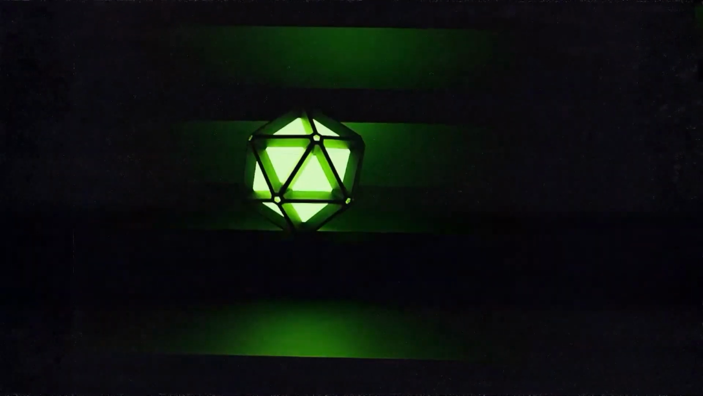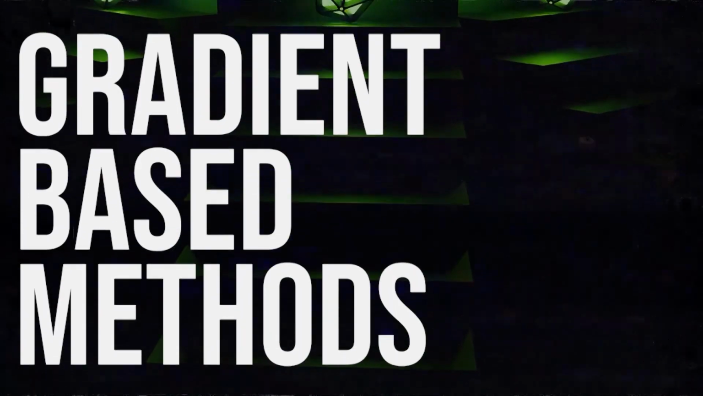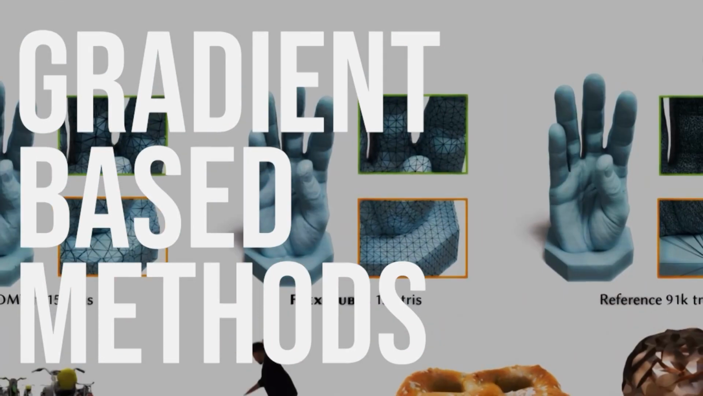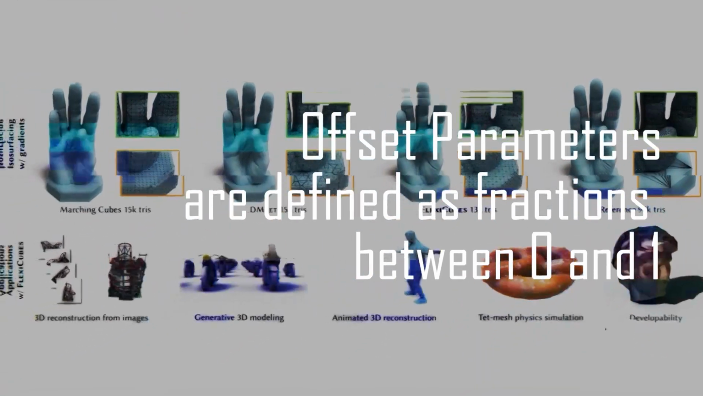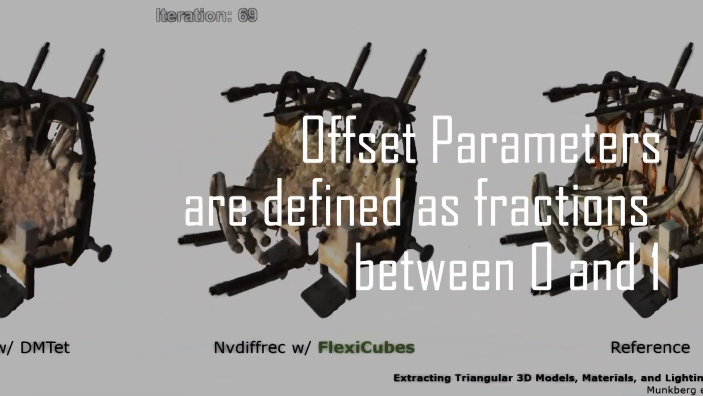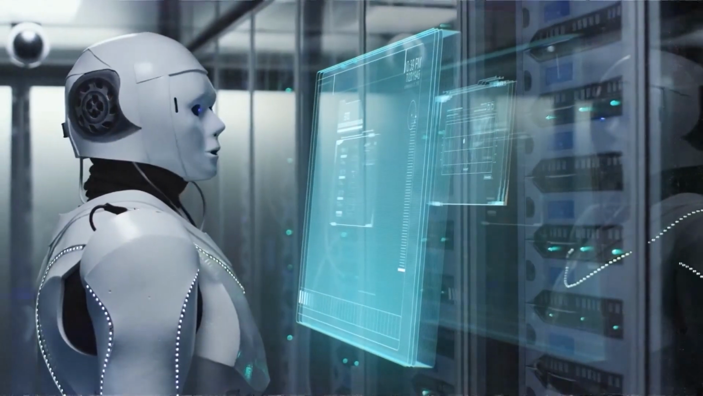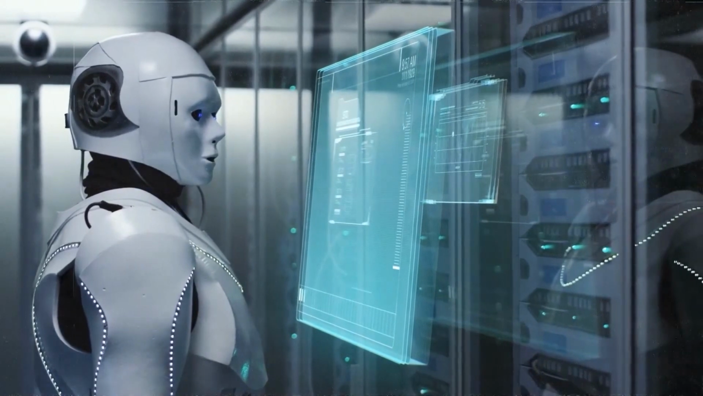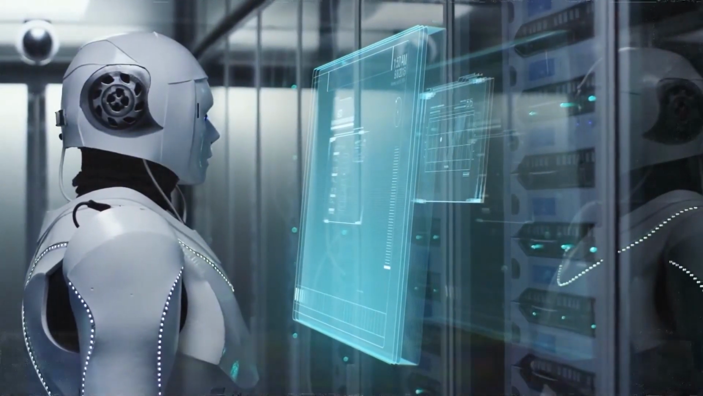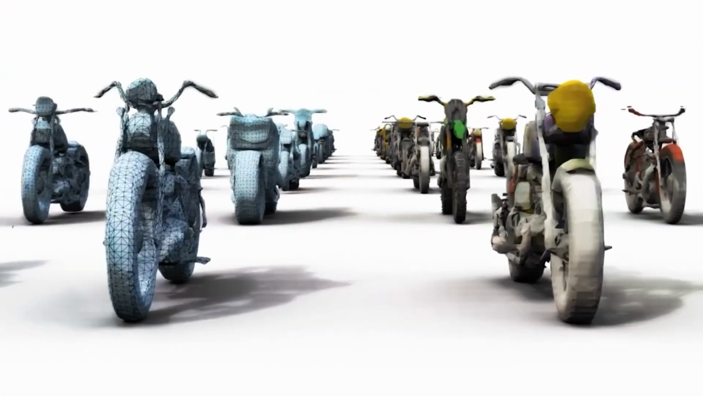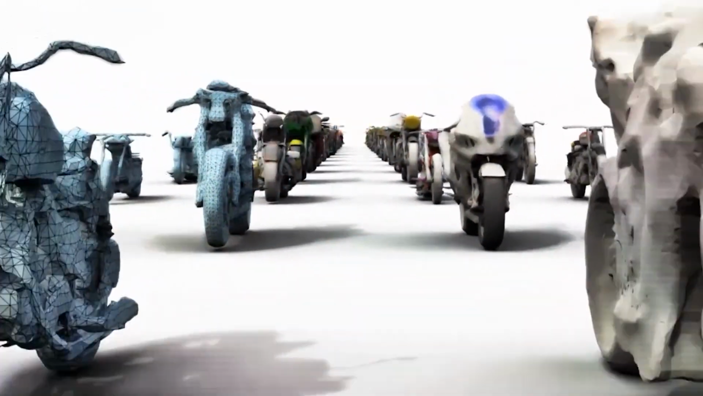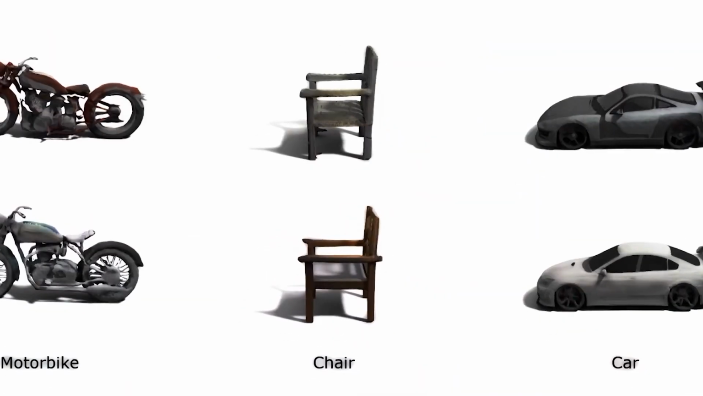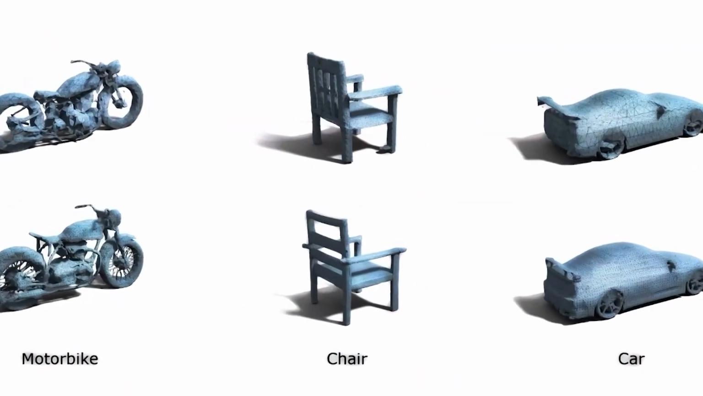These parameters are stored in a separate tensor from the scalar field values and are optimized together with the scalar field values using gradient-based methods. The offset parameters are defined as fractions between 0 and 1 that indicate how far the edge vertex is along each edge. For example, an offset parameter of 0 means the edge vertex is at the same position as the corner with the lower scalar value. An offset parameter of 1 means that the edge vertex is at the same position as the corner with the higher scalar value. An offset parameter of 0.5 means the edge vertex is at the middle of the edge.